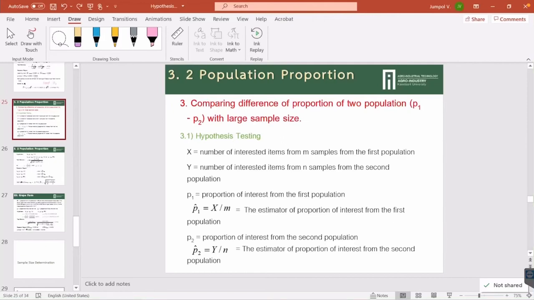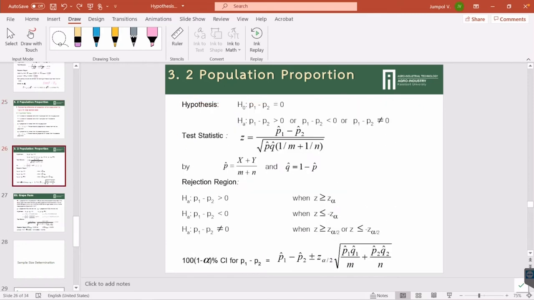The last one is analysis of two population proportions. In this case, we compute the proportion of interest from the first population and the second population, and then we compare them. To test the hypothesis, we use this formula, and because it's just plugging in numbers, we can just go to the examples.